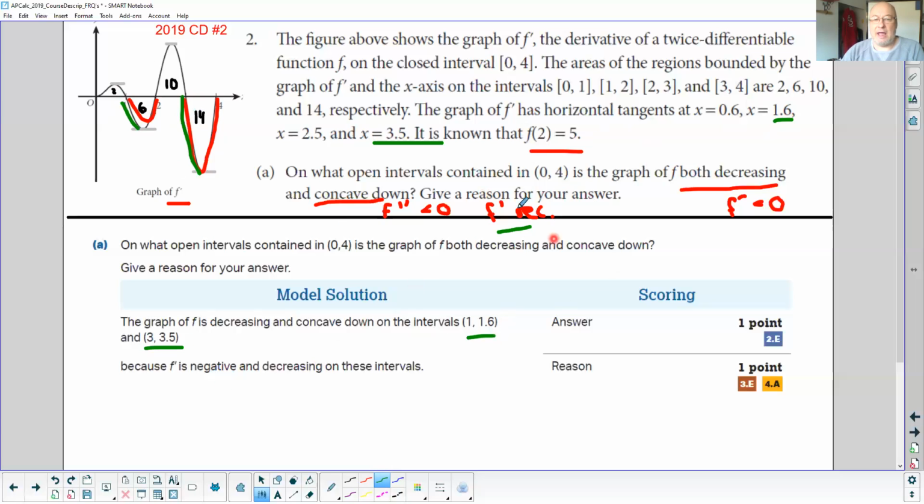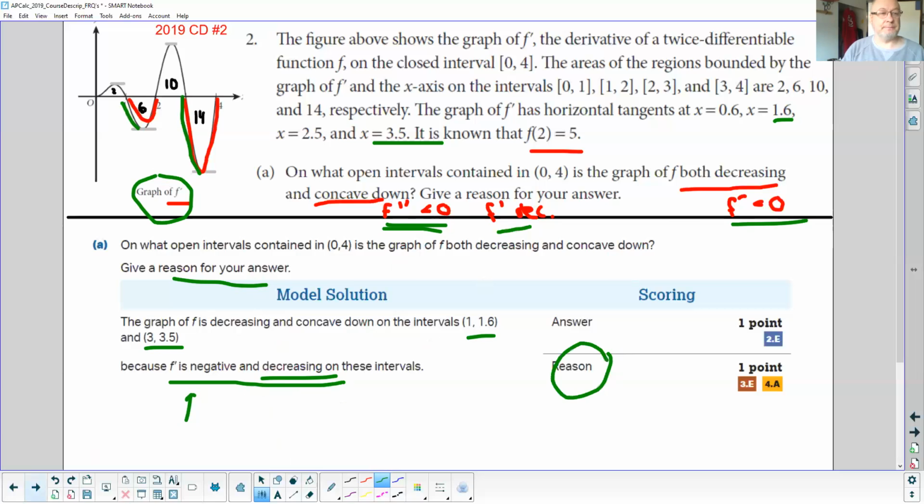Okay, so now how do you know that? That's why I put my thoughts together up here, because then my reason is very clear. F prime is negative, ding. And you have to talk about f prime, so don't say f double prime is negative. You have to say f prime is decreasing. You have to speak about what you're given. If you said f double prime is negative, they're not going to give you the reason.